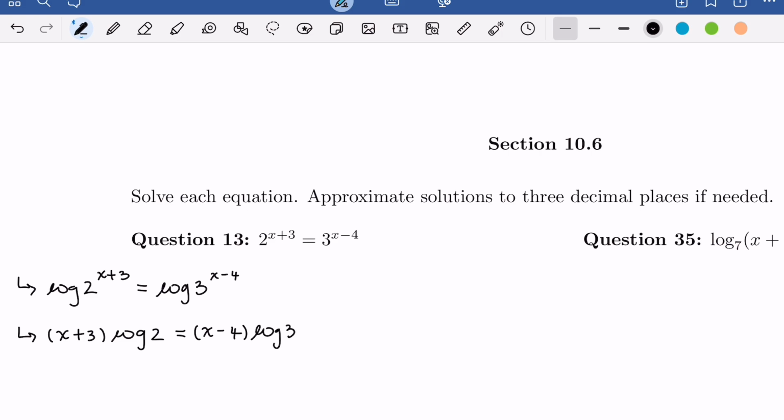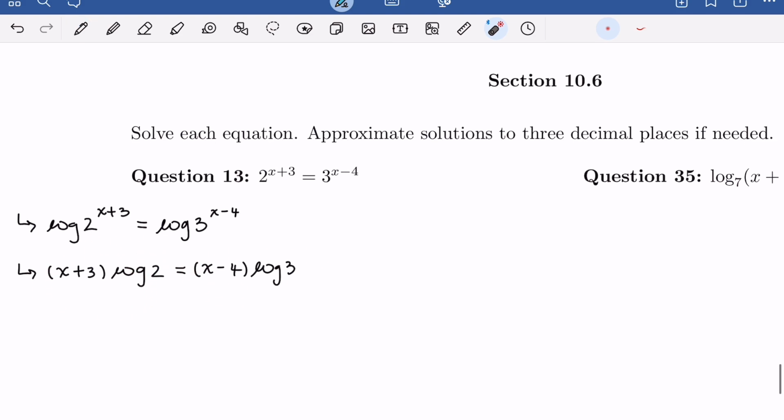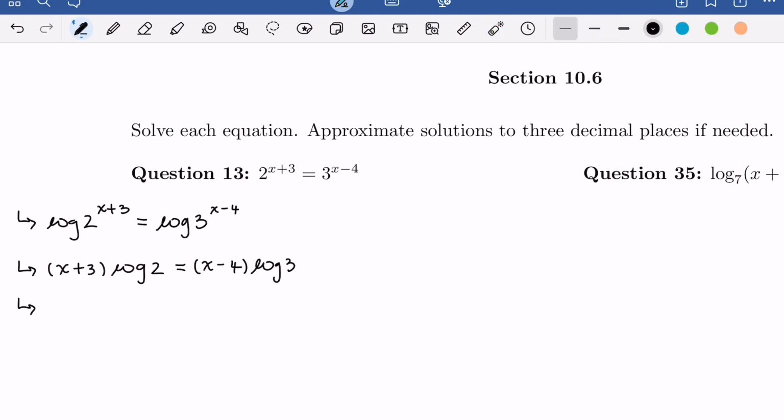So now from here, we just want to solve for x. So in order to do that, we're first going to have to expand what's on both sides of our equation here. So we're going to use our distributive property. We're going to distribute this log of 2 to both terms in here, and then the same thing on this side. So we're going to have x times log of 2 plus 3 times log of 2, and this will be equal to x times log of 3 minus 4 times log of 3.